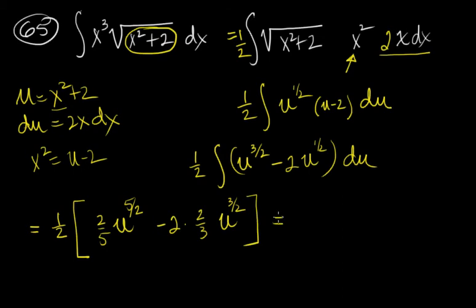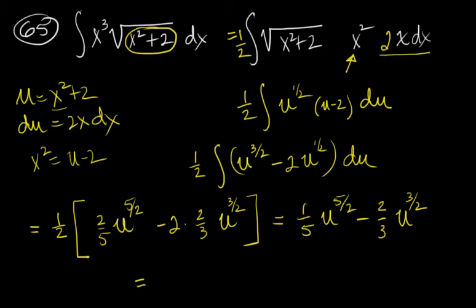And now I want to multiply across, and then I'll put it in terms of x. So 1/2 times 2/5, I have 1/5 u to the 5/2 minus, let's see, the 1/2 and the 2 cancel, so I have minus 2/3 u to the 3/2, and put it back in terms of x.